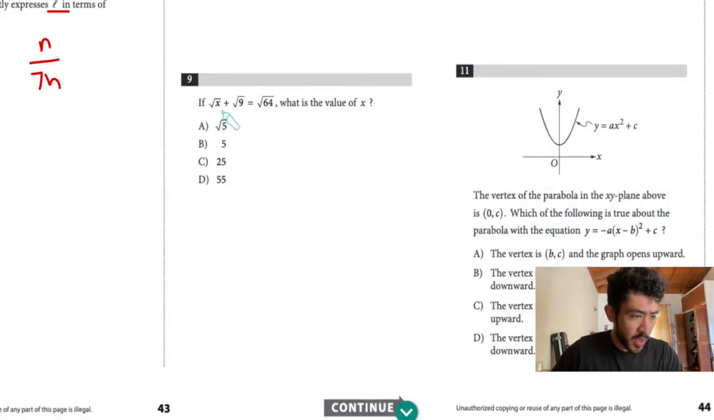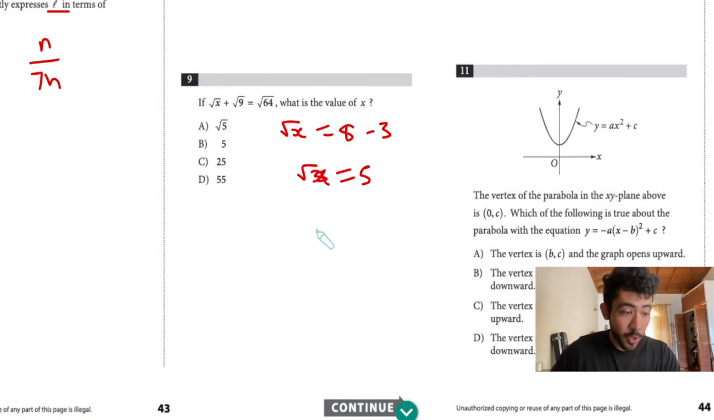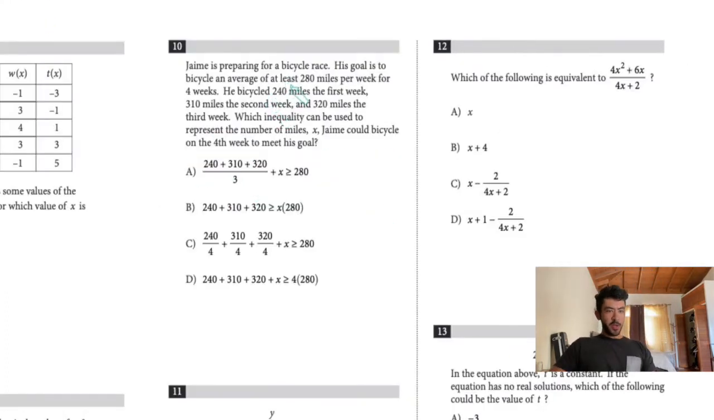If root x plus root 9 is root 64, what's x? Okay, we can transpose this really quickly. We know that's going to be 8 minus 3. Root x is going to be 5, squaring both sides. Oops, this should be an x. Careful when you're rushing. X should be 5 squared, that's 25. Answer should be C.